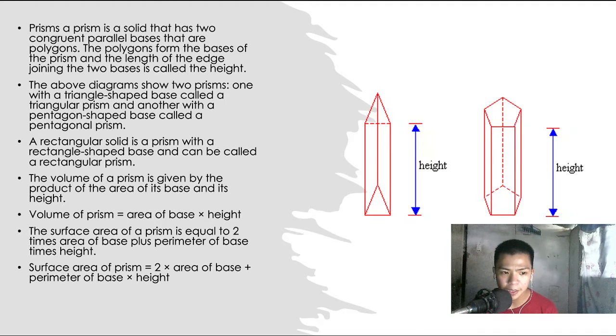The volume of prism is area of base times height. So, the surface area of prism is equal to 2 times area of base plus perimeter of base times height. Next bullet, surface area of prism, 2 times area of base plus perimeter of base times height.